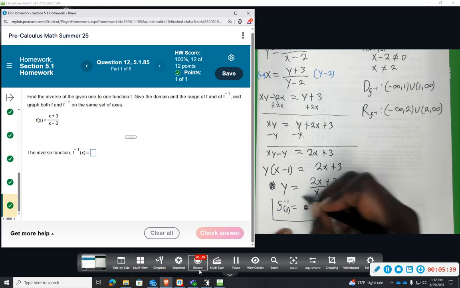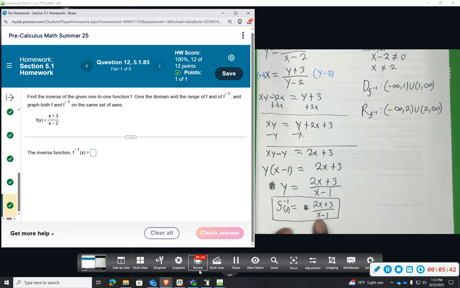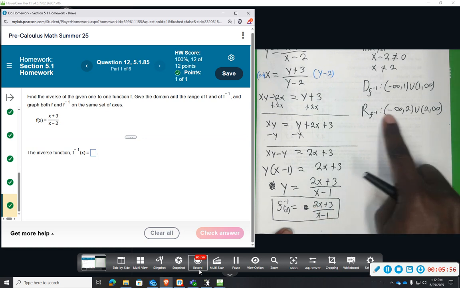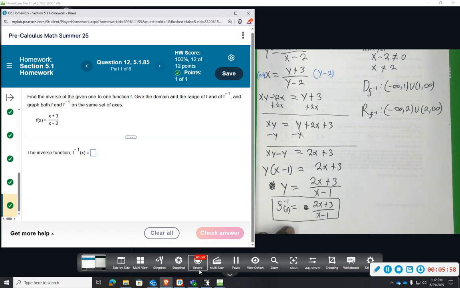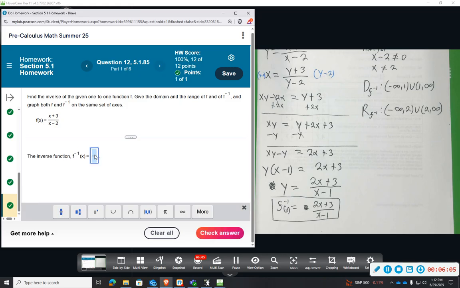And we can kind of see, just looking at it, the denominator cannot be equal to 1. So in my domain, I cannot use 1. And then if we look at, again, the ratio of x to y, they've got the same degree. So 2 over 1 would mean 2 would be a horizontal asymptote. 2 cannot be used in the range. And that matches what we already knew. Okay, so the inverse is 2x plus 3 over x minus 1.